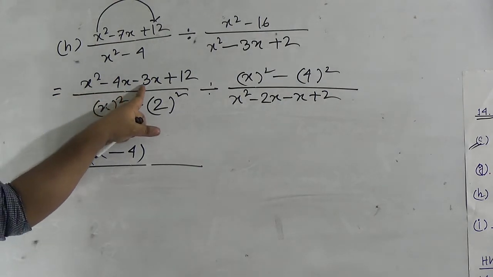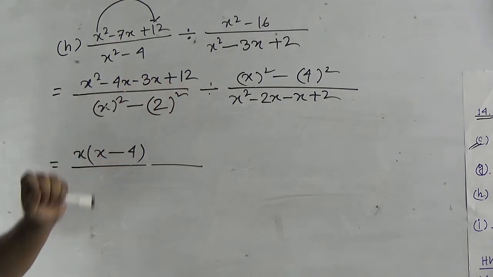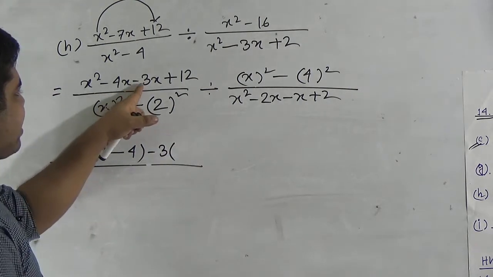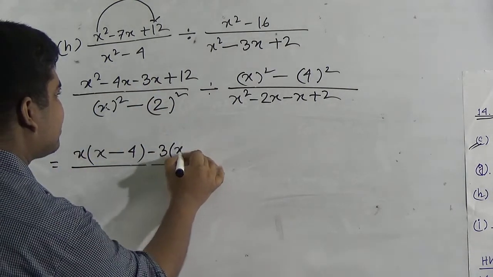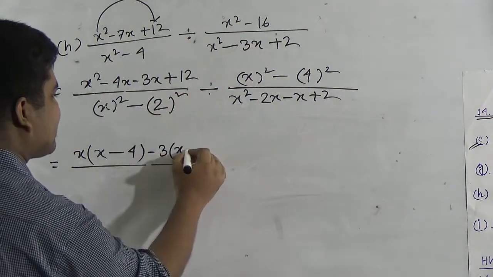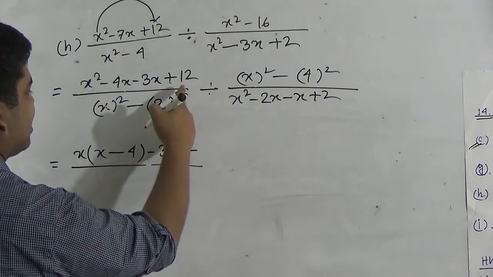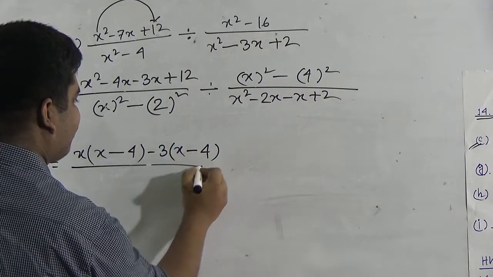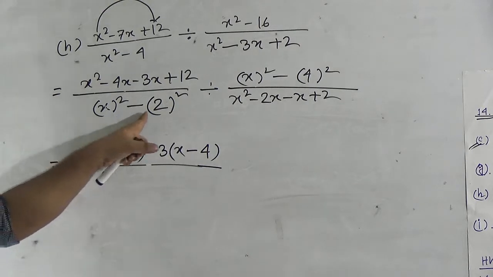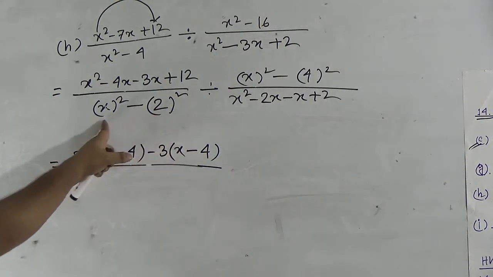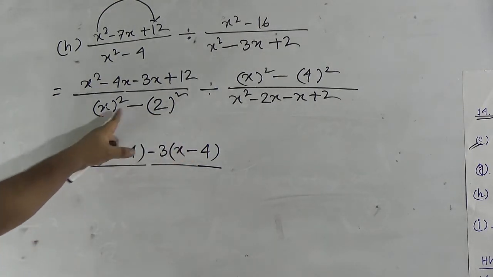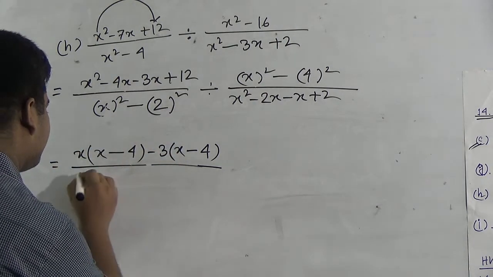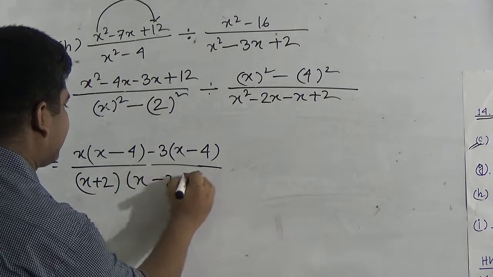Then from minus 3x plus 12, which one do we get? Minus 3 is common. If we divide minus 3x by minus 3 we get x, and this plus sign will be minus sign. Then 12 divided by 3 we get 4. And the a square minus b square formula is applicable here. So we can write this expression as x plus 2 into x minus 2. So write x plus 2 into x minus 2.